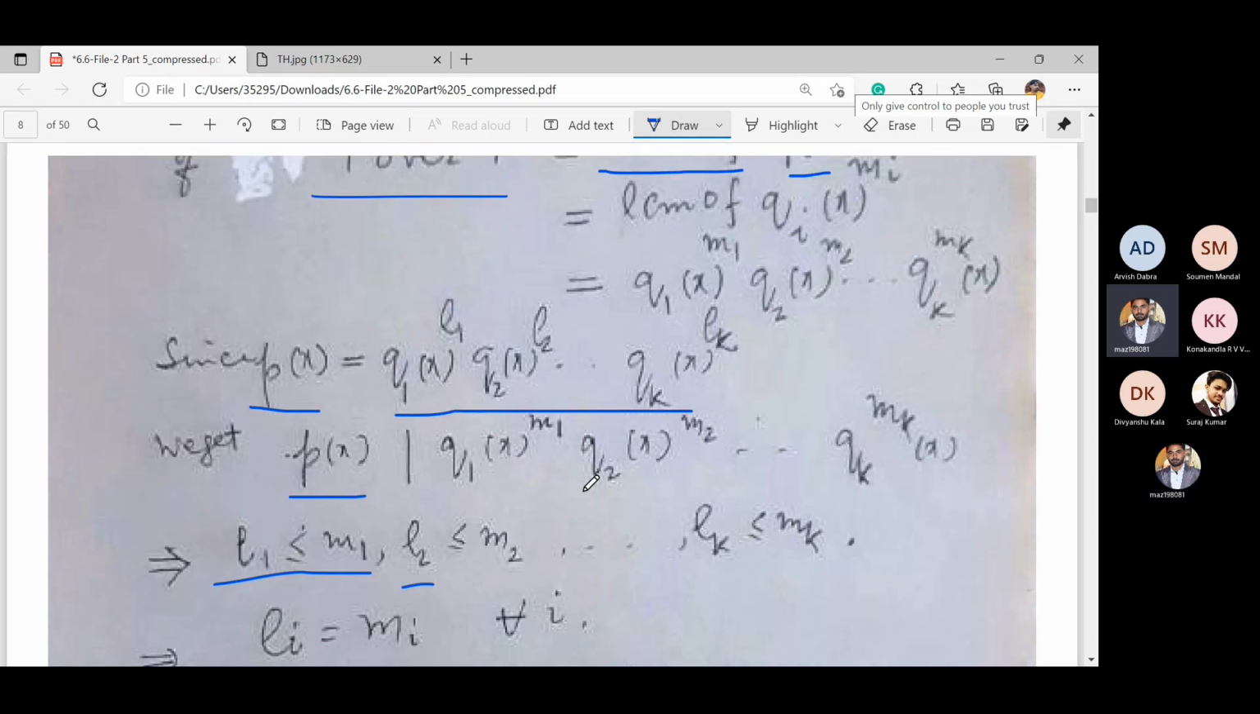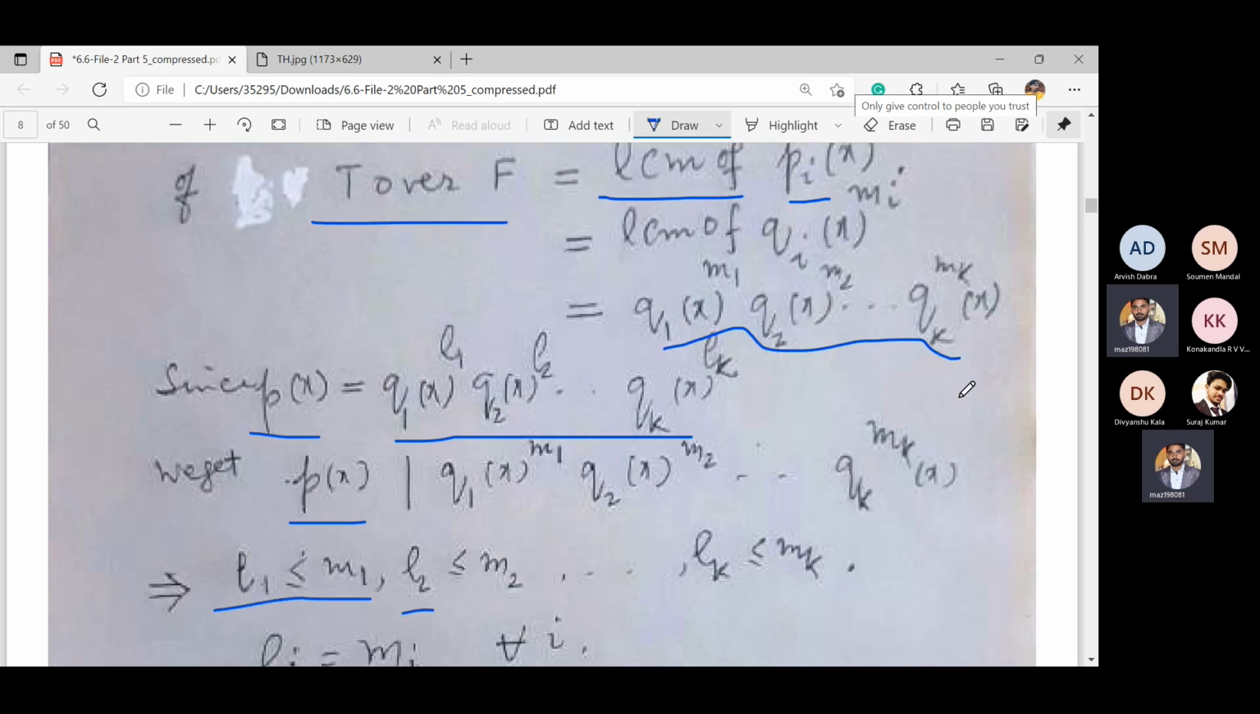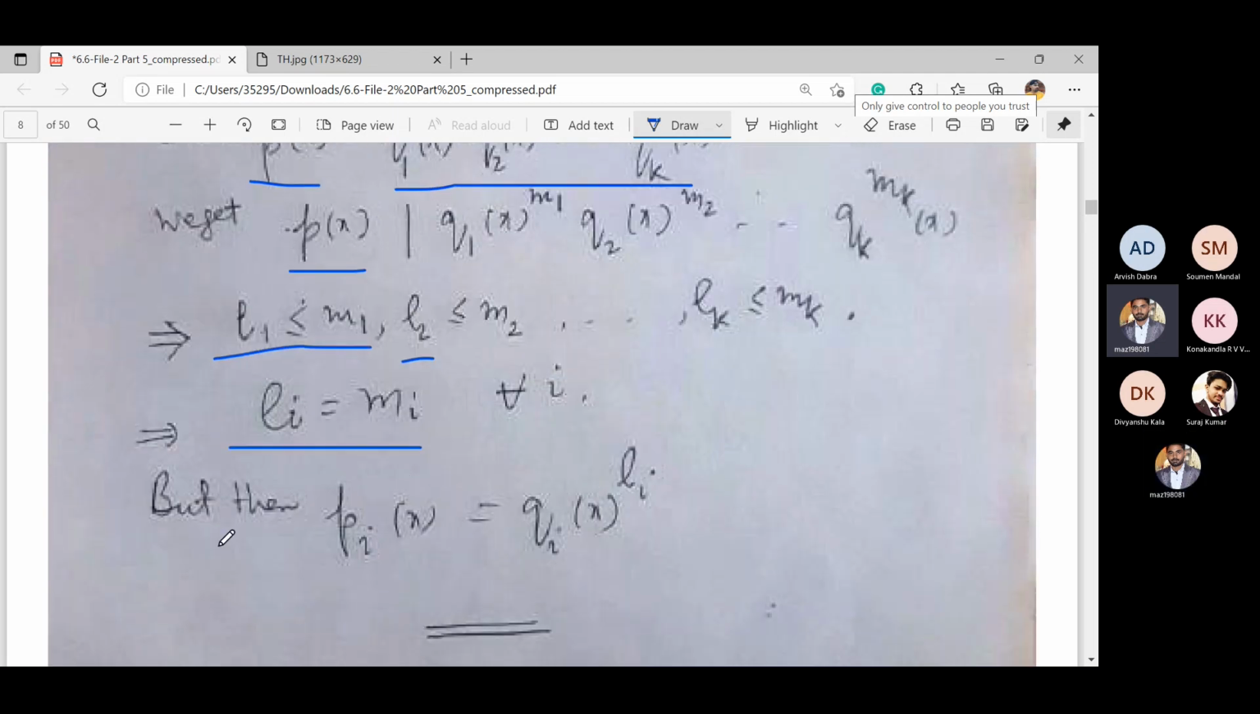Why? Because we have proved that the minimal polynomial P(x) is of this form, and we know that P(x) is of the form above. The minimal polynomial is unique, so this implies l_1 equals m_1, l_2 equals m_2, and so on. But P_i(x) equals q_i(x) raised to the power l_i.